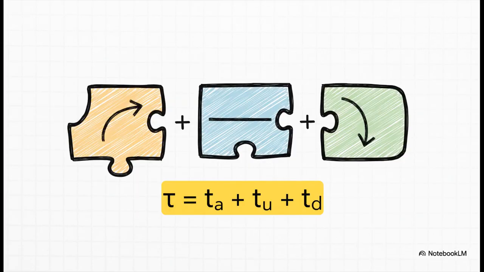Okay, let's build our first equation, the one for total time. The problem tells us the whole trip takes tau, or 25 seconds. Well, that total time is just the sum of the time spent doing each thing. The acceleration time, let's call it t sub a, plus the uniform time, t sub u, plus the deceleration time, t sub d. Makes sense, right?